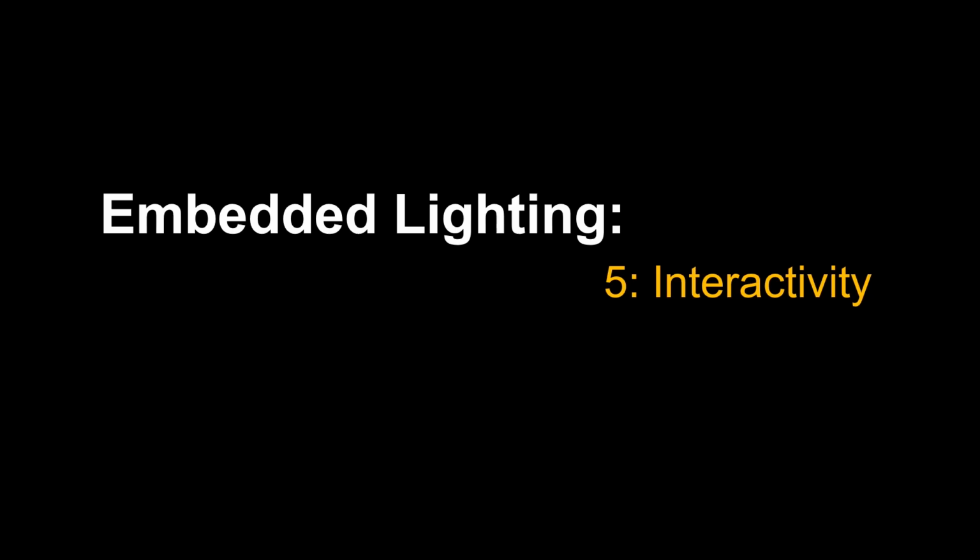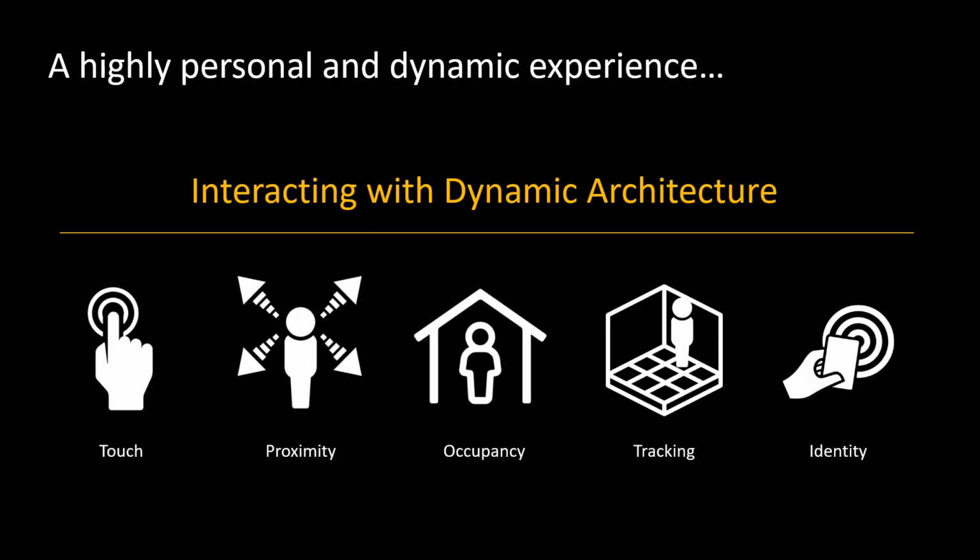Now, when we have a space that's surrounded by dynamic embedded lighting, we can add a layer of interactivity to that space, right? Now, how can you do that? Well, you can touch a surface. We can sense your proximity to a surface. We can sense if a room is occupied. We can track people actively in the room and their position within that room. And we can track identity if it is opted in.